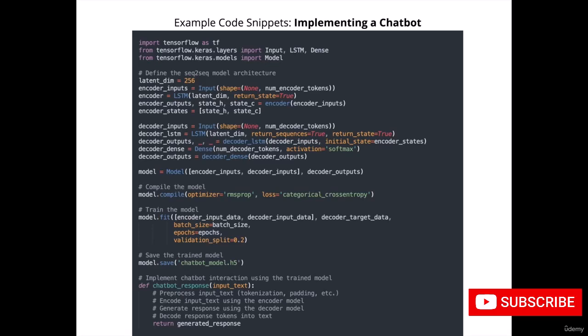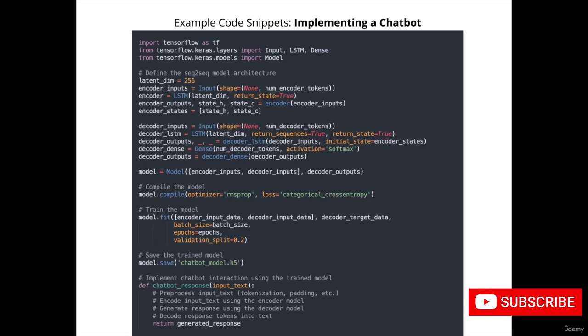Now decoder_dense is a dense layer we create here using the Dense function by passing it the number of decoder tokens and activation equal to softmax. Decoder_outputs, we call the decoder_dense and pass it the decoder output that we get. Then we call the Model function and pass it the encoder_inputs and decoder_inputs in an array, and then the next parameter of decoder_outputs.